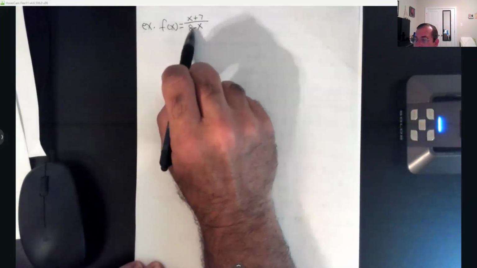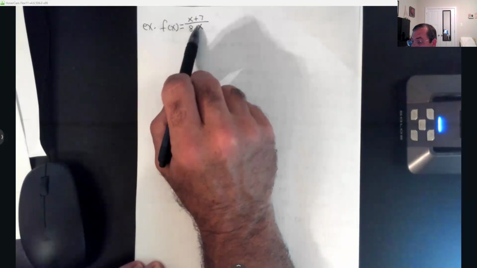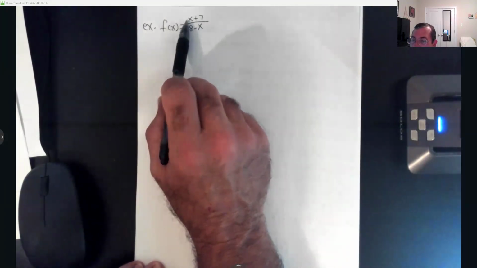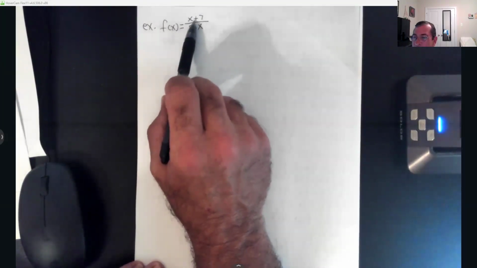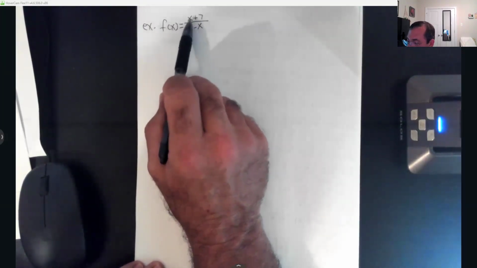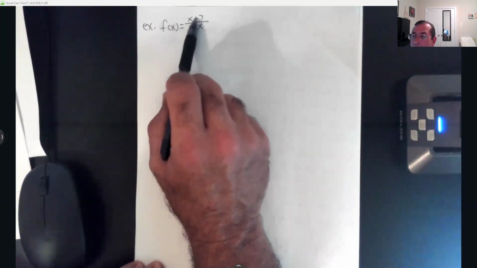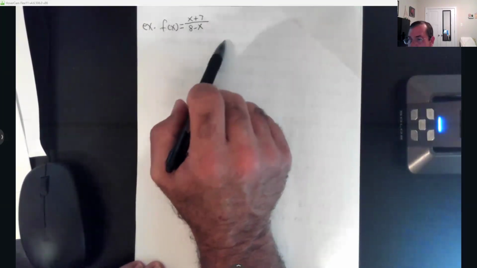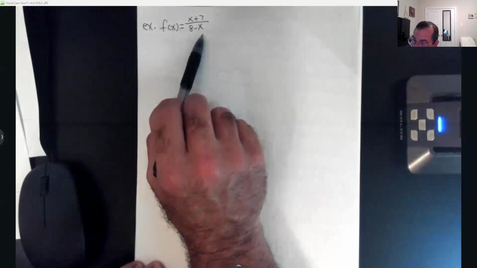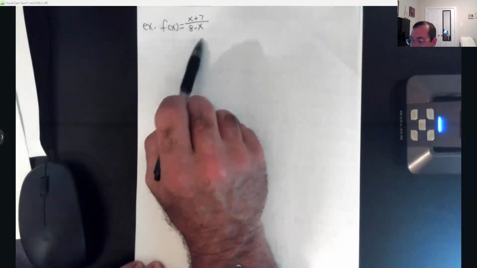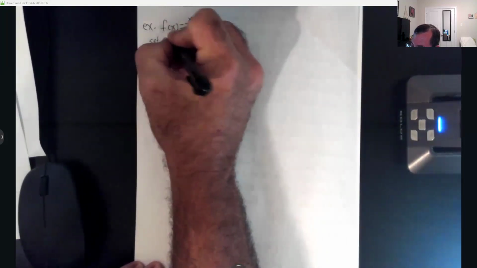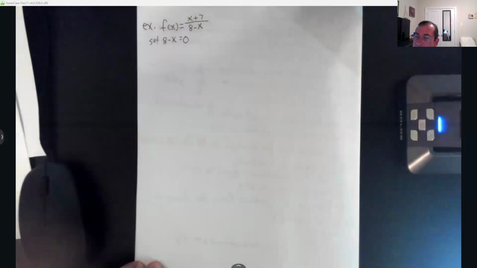Now, I wanted to do one with a variable on top and bottom. Because this variable on top, I don't care what it is. It can be anything on top. That x can even be -7 if it wants to be, because -7 plus 7 gives me a 0 on top, and 0 will divide by numbers. What I can't do is have a 0 in the bottom. So to find out what numbers will do that, I'm just going to set 8 minus x equal to 0.